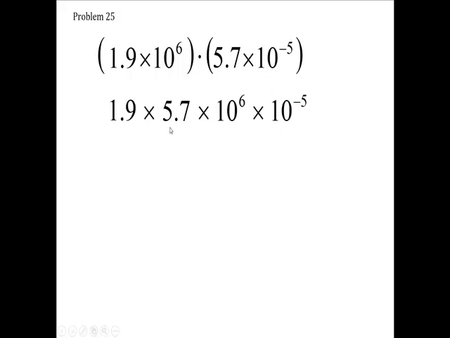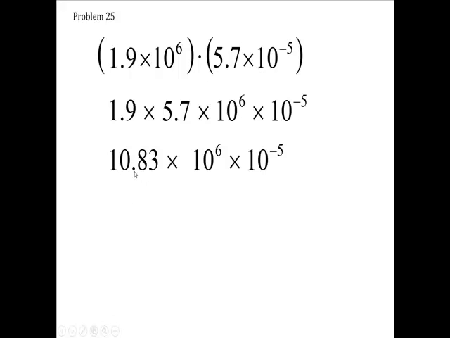Now 1.9 times 5.7 is 10.83. The other numbers don't change. Okay. Now, my first number has to be a number that's bigger than 1 and smaller than 10. It's got to lie between 1 and 10. So 10.83 is too large. Okay. We want to have a number from 1 to 10.